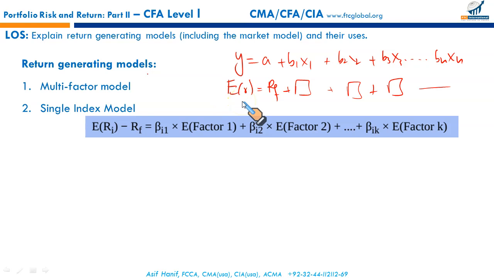So as you can see, this model states that the expected excess return. Now what is excess return? That is ER minus RF. So if you just take RF to this side, that would be the excess return. That is the return above the risk-free rate.